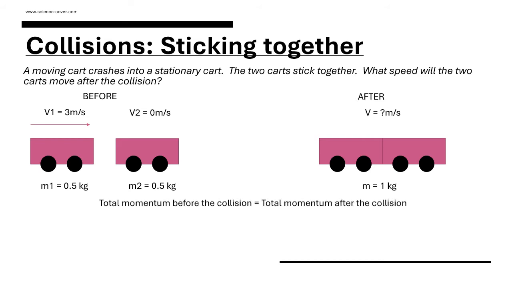Now applying the law of conservation of momentum, I know that the total momentum before the collision should be equal to the total momentum after the collision. This means that if I add together the momentums of cart 1 and cart 2, they should equal the momentum of the two carts after the collision. So I can write this as m1 v1, that's the momentum of cart 1, plus m2 v2, that's the momentum of cart 2, and it's going to be equal to m3 v3, and that's what I'm calling the mass and velocity of the cart after the collision.